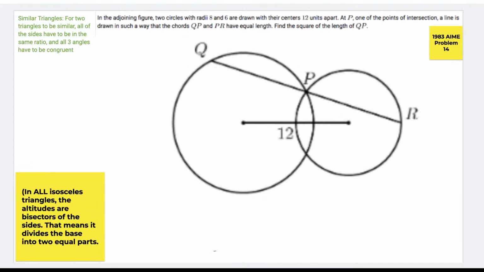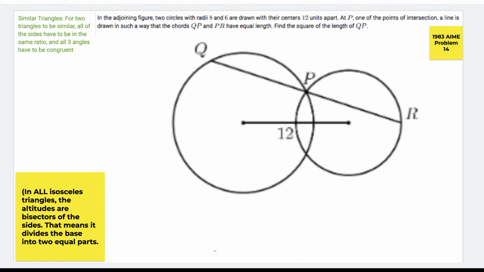Now this is a great example of, it's not that basic because it involves drawing similar triangles yourself. For example, some problems will have the similar triangles given in the shape, while in some you'll have to draw them out. So in this problem it says, in the adjoining figure, two circles with radii 8 and 6 are drawn with their centers 12 units apart.